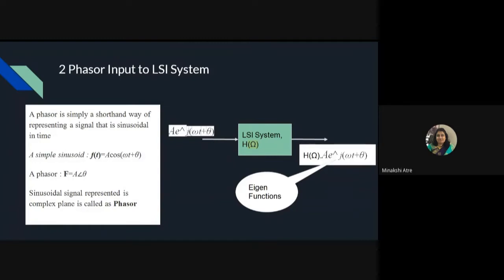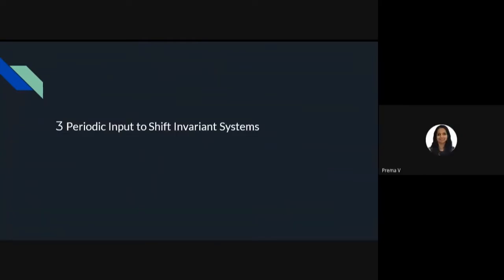This is extended further with the sinusoid that is periodic in nature, which will be applied to a system. That further part will be explained by Prema ma'am, who will continue after this session. Yes, thank you, Dr. Meenakshi. I would like to take over from where Meenakshi stopped.